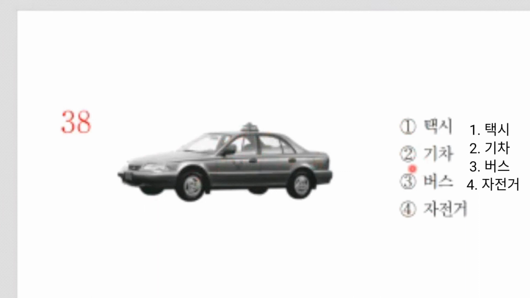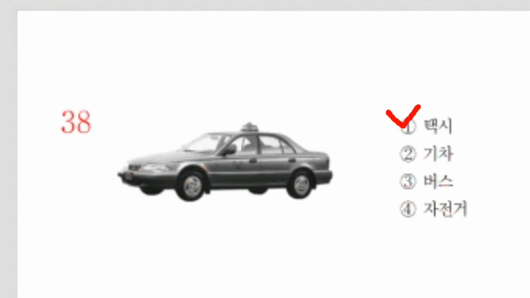Pero check natin number 2, nakalagay is gita. Gita means train. Ito? Gita is train. And number 3 is bus. It's bus. Okay? Bus. Next, number 4 is jajongo. Jajongo. Okay? Jajongo means bike or bicycle. So the answer for number 38 is number 1, taxi.